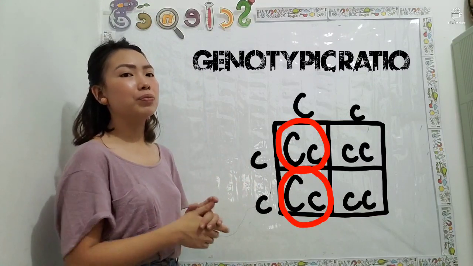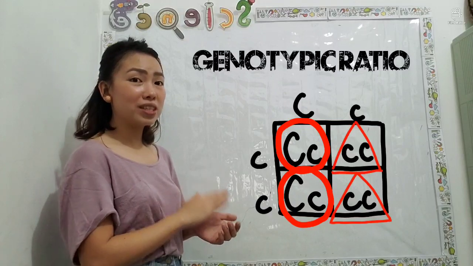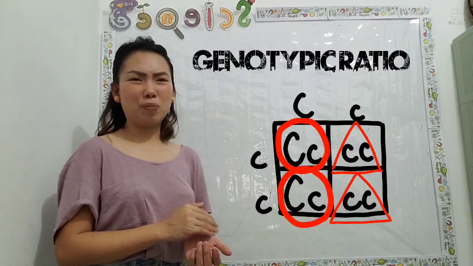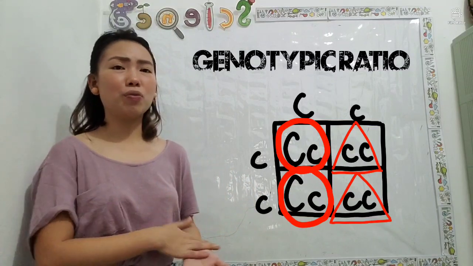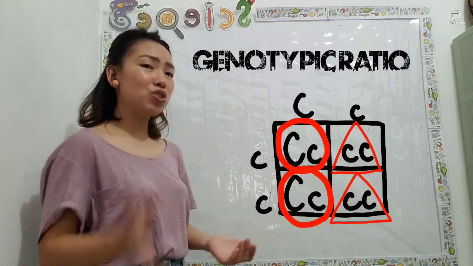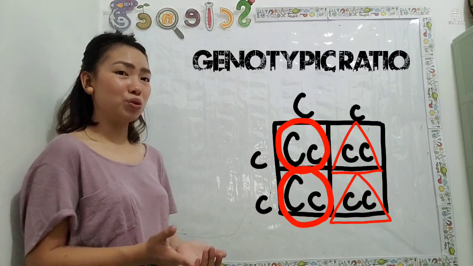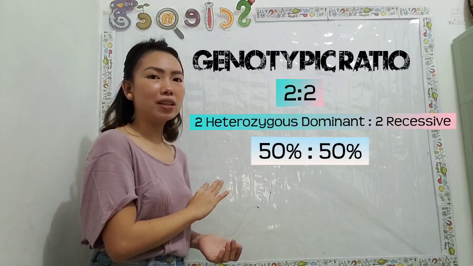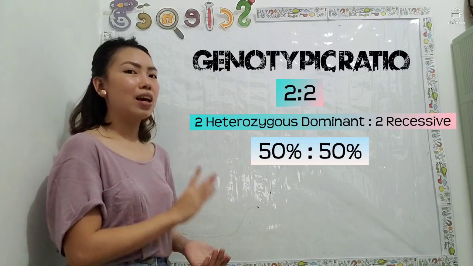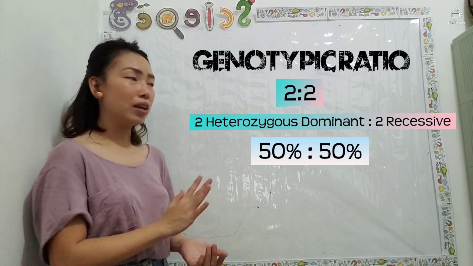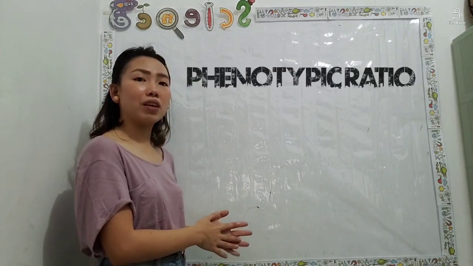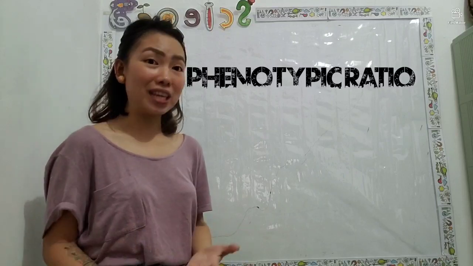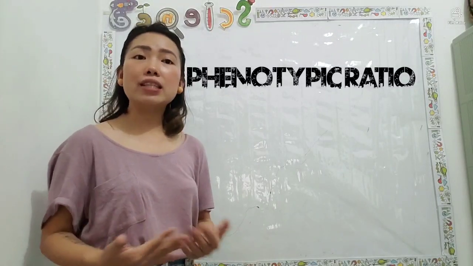Now, we have two recessive or 50% recessive. Pwede may homozygous, pwede rin namang wala, pwedeng diretsong recessive. Now, on the genotypic ratio, we have just produced a 50% heterozygous dominant and another 50% recessive. Then, on the phenotypic ratio, ang titingnan naman natin is yung expression ng genes which has curly and straight hair.